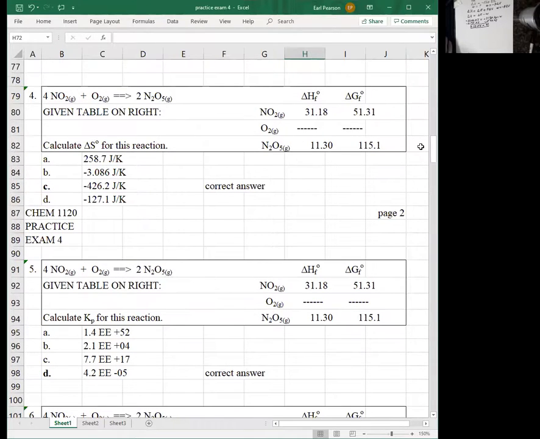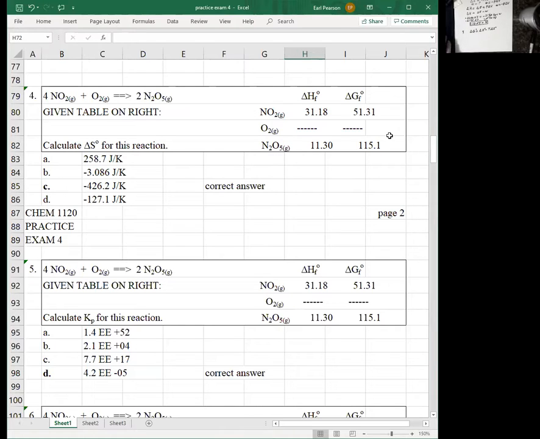Number 3 is the same reaction, and it asks us to calculate the delta S for this reaction. We don't have a delta S or the third law entropies of formation given in the table. So the relationship that we're going to need for number 4 is delta G is equal to delta H minus T delta S.